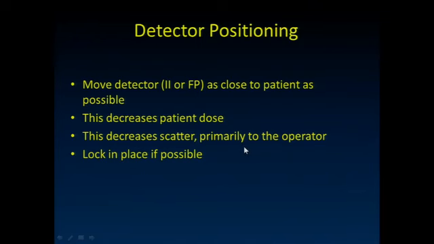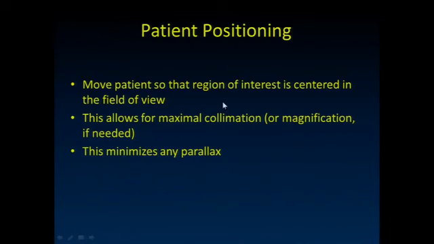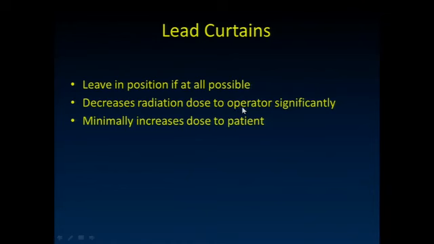I always like to lock it in place if I'm doing the type of study which allows for that to be done. Here's where we can move the patient left or right, up or down. Move the patient so that the region of interest is centered in the field of view. That allows you to collimate maximally or magnify if necessary. I'm going to talk about magnification in a second. And this minimizes any parallax that might occur. So really, in terms of the best image quality, get the region of interest that you want to look at centered in the II. Leave those lead curtains in place if at all possible.